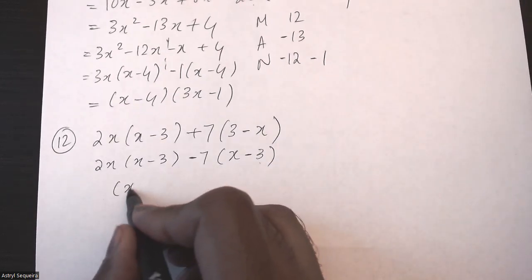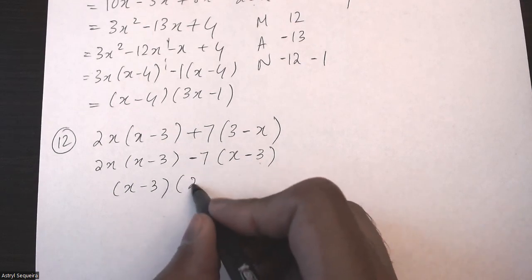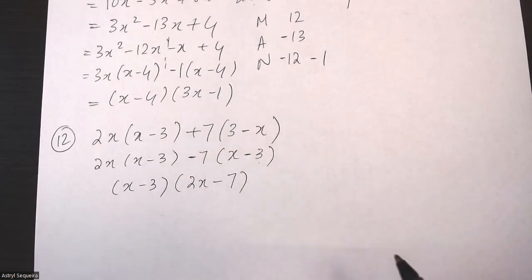Now you can just common factor out x minus 3. You're left with 2x minus 7. So not a difficult question, but you definitely have to know that step.